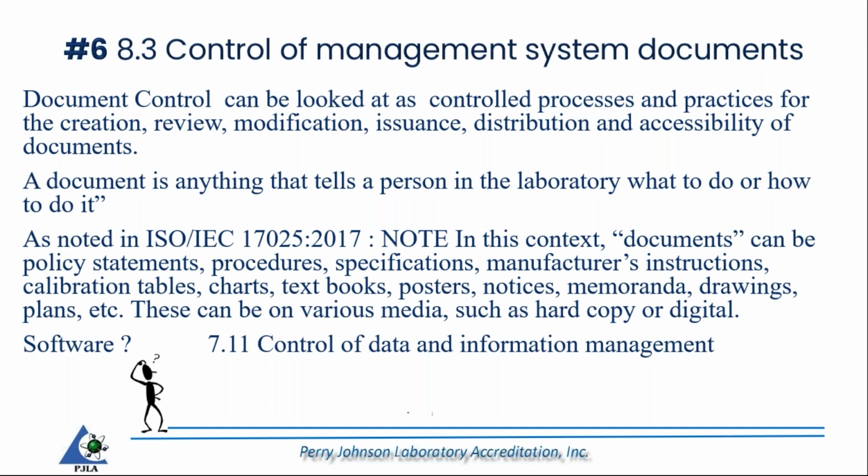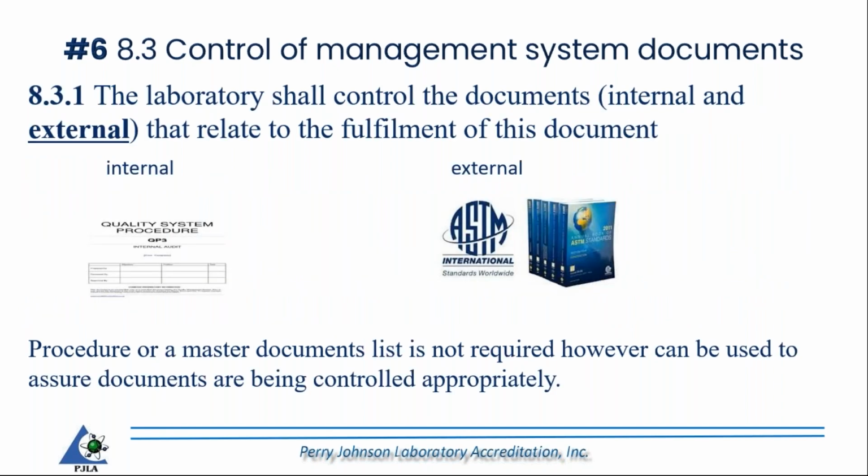There's a note that specifies exactly what we're referring to with documents, software. So when the standard was revised in 2017, we now have section 7.11, control of data and information management. So that is now covered under there, but that also needs to be controlled, and if they change revisions, you have to assure everyone's operating off the latest and the greatest. So looking at the requirements, all documents need to be controlled, both internal and external, that relate to the fulfillment of this document.